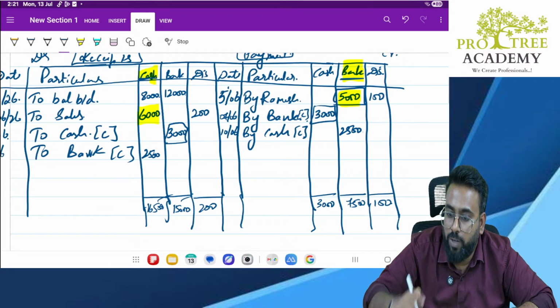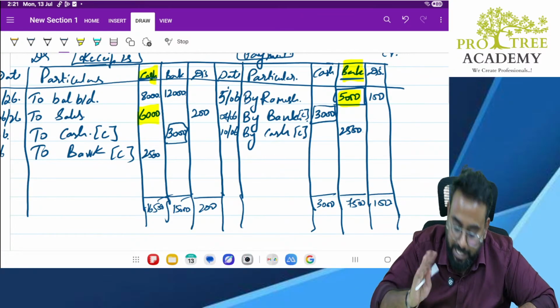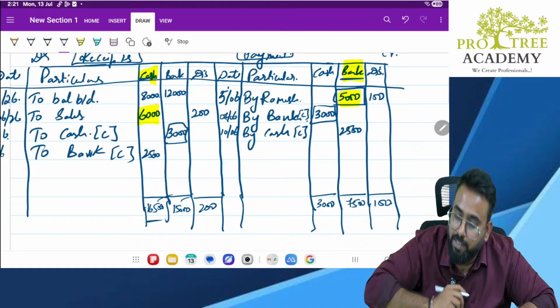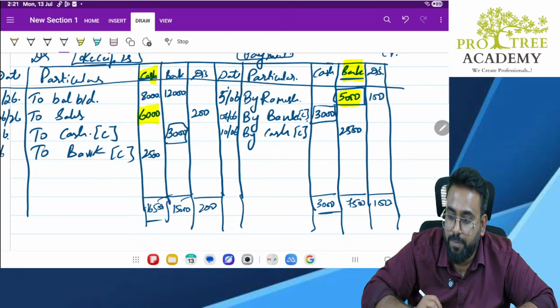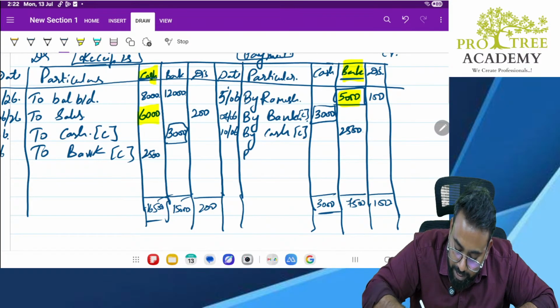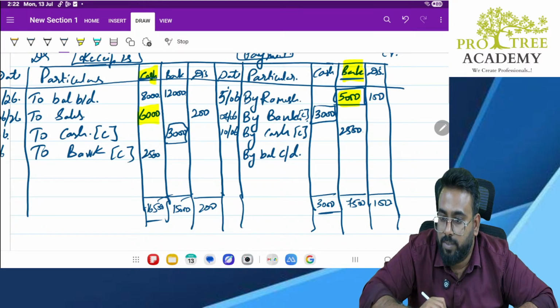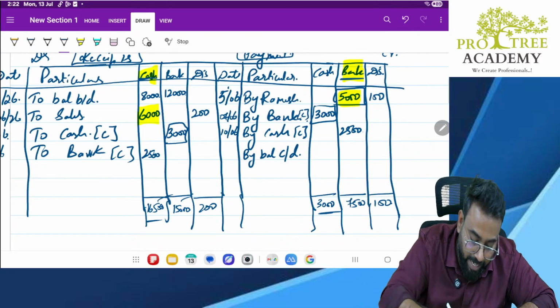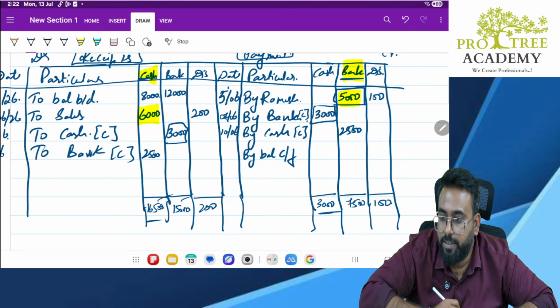Sir, what happens with discount? That I will tell you in the next step. Now let's close first cash. What is the debit balance? 16,500. What is the credit balance? 3,000. Difference? 13,500. So on the credit side is the difference, correct? So balancing figure will come here, right? By balance carried down. Correct? Sorry, not carried down. Carry forwarded. I'm sorry. Carry forwarded.